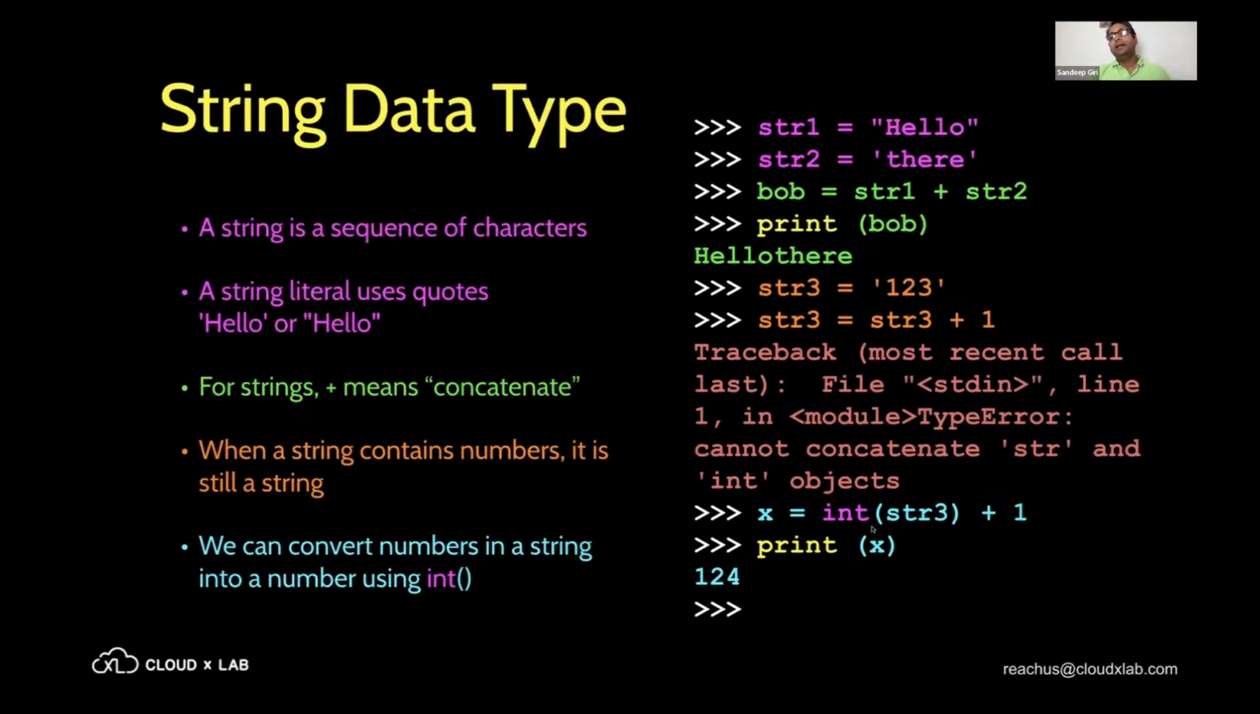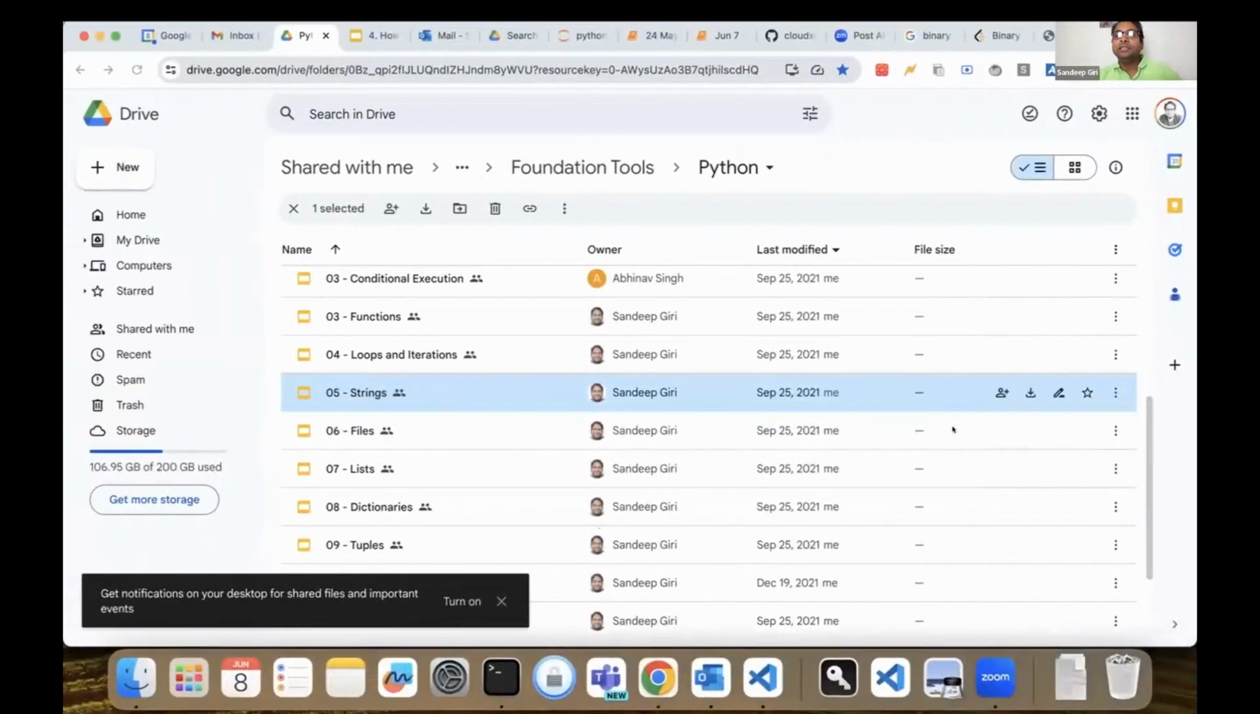Let's say there's a string number 3, which is "123". It is essentially a number, but it's a string, basically digits. If we try to add 1 to this, it will not work as a number. Now let me ask you a very interesting question.